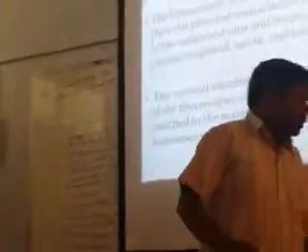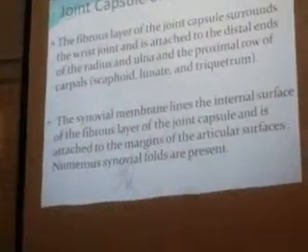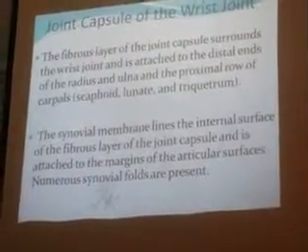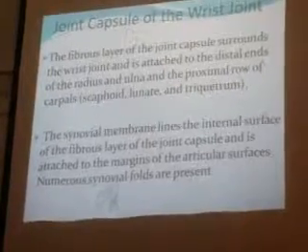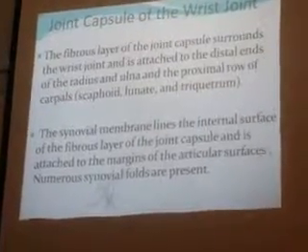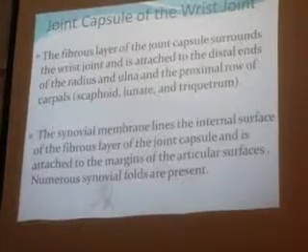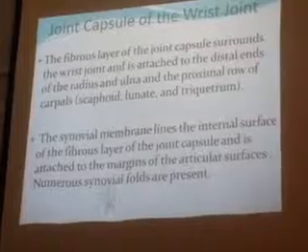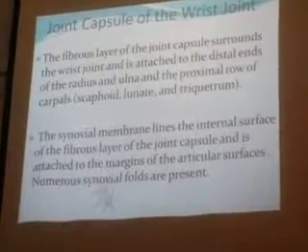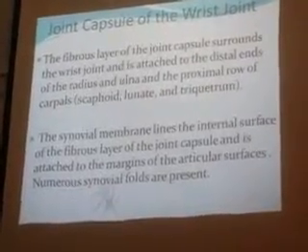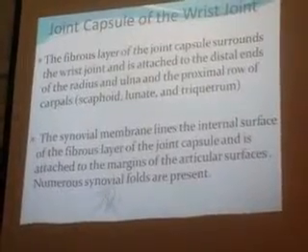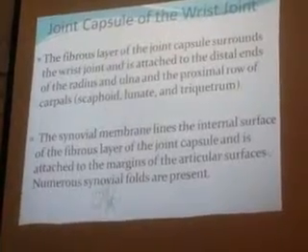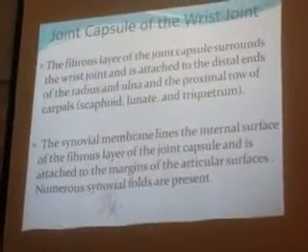This wrist joint capsule, as you all know, in many joints is attached at the articular margins, both to the proximal bones as well as the distal bones of the joint. If you look at the articulating surfaces, they are smooth. At the margins you have the attachment of the wrist joint capsule. The fibrous layer of the joint capsule surrounds the joint and is attached to the distal ends of the radius and ulna and the proximal row of carpal bones, at the articular margins.